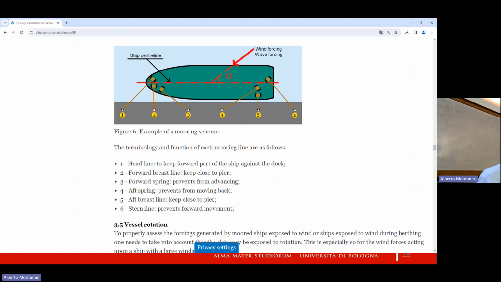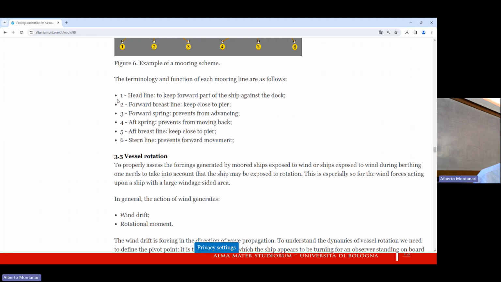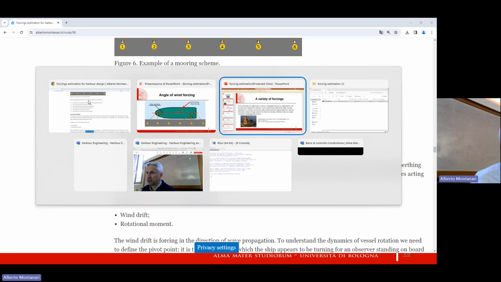Now, how can we estimate the force that is transmitted through the mooring lines to the bollards 1, 2, 3, 4, 5, 6 in this case? And in some cases, you may have more than 6, more than those that you see here. So first of all, in order to properly assess the forcings generated by the moored ships, let me go back to PowerPoint.